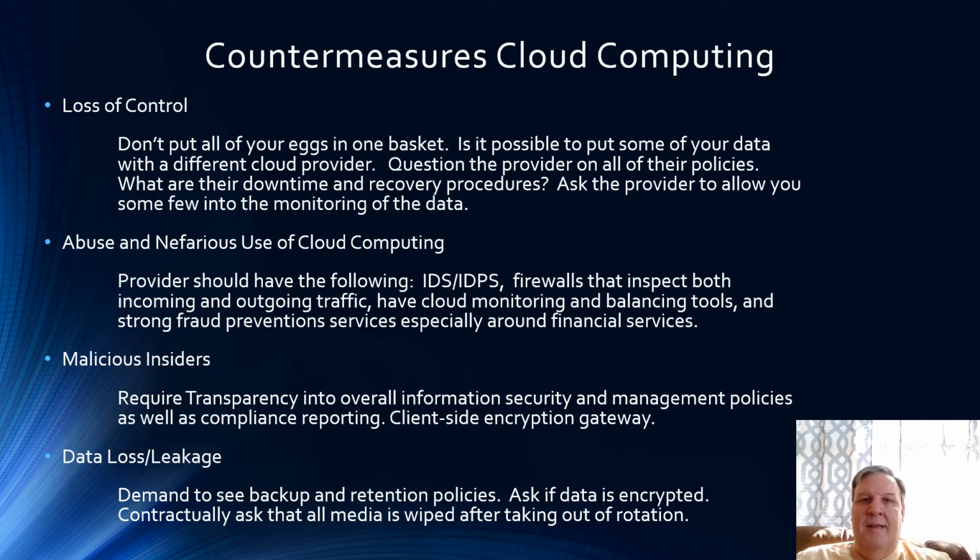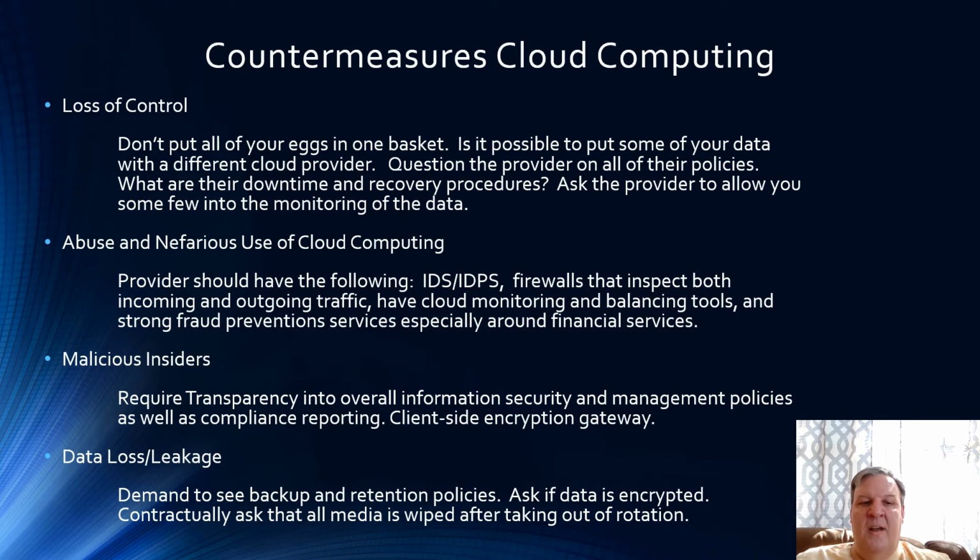So these are just some of the things that you have to look for, and if they're going to get your business, it's okay to ask these questions and ask for proof of what they have. Malicious insiders: require transparency into the overall information security and management policies they have in place, as well as compliance reporting. And you can, as a client, set up a client-side encryption gateway where you control the encryption keys. Again, it's crucial around transparency, and if they really want your business, they should be able to answer all these questions.